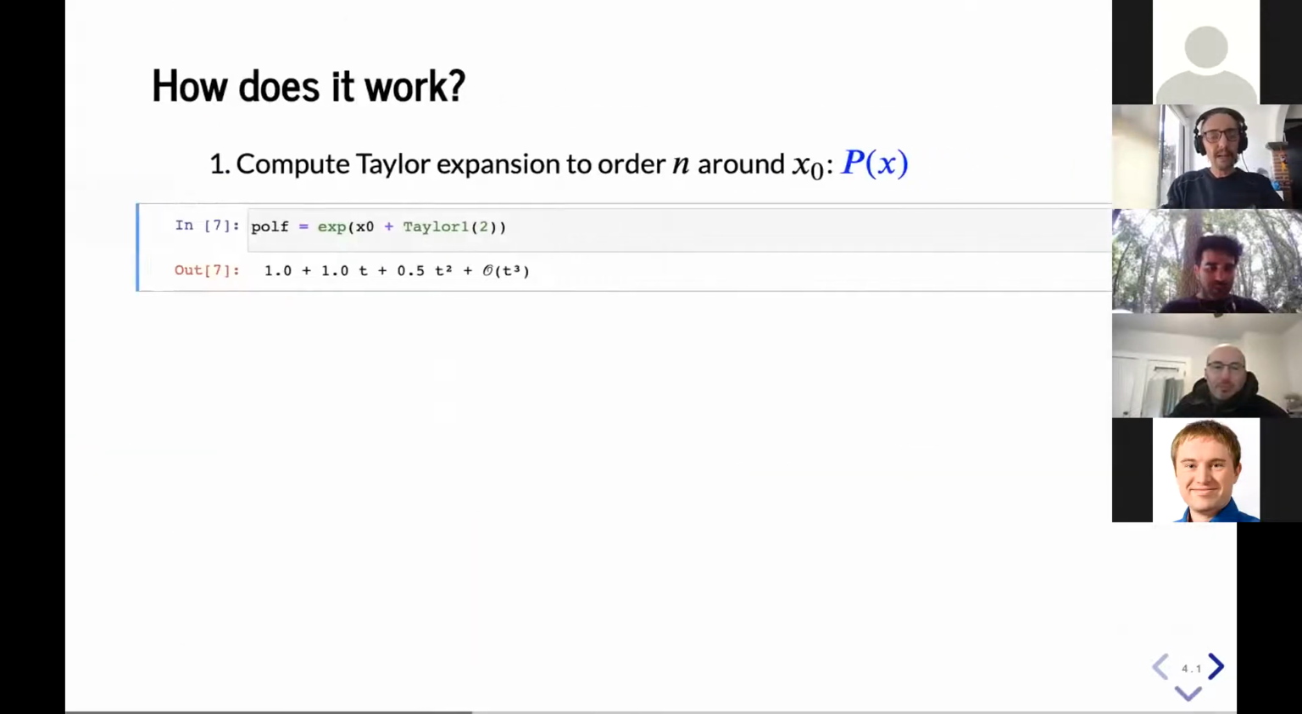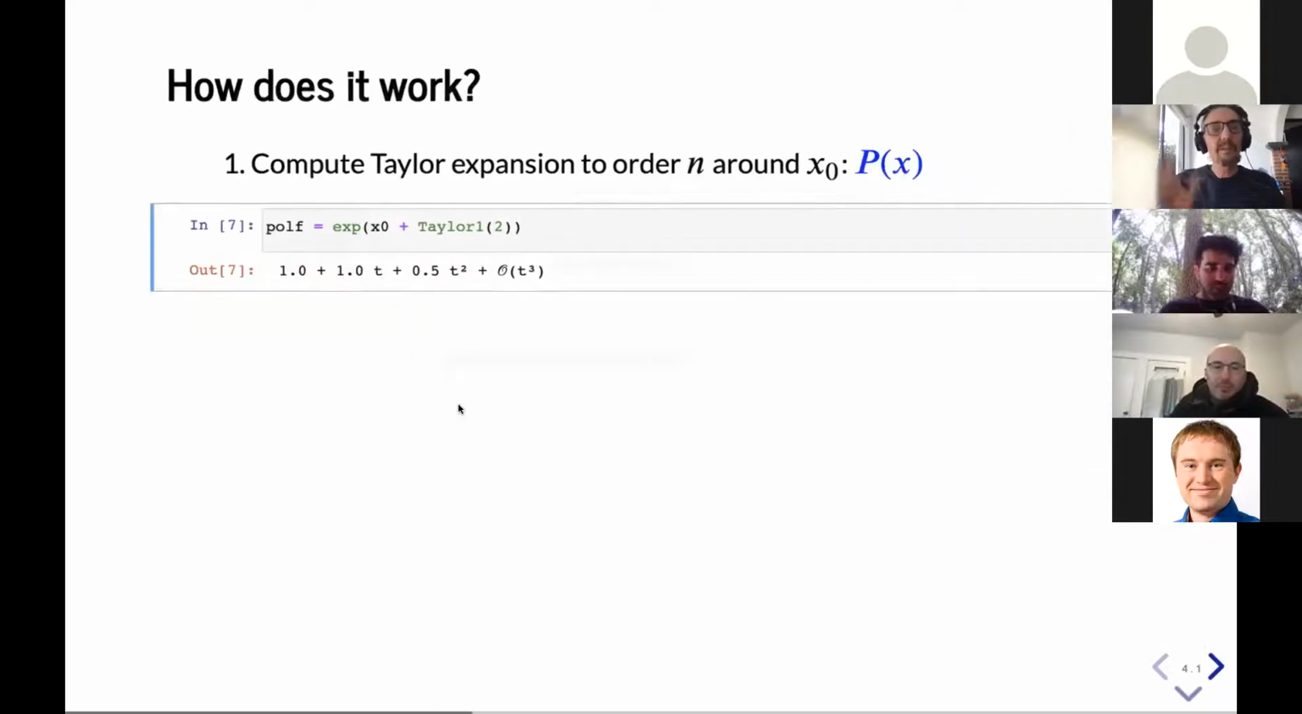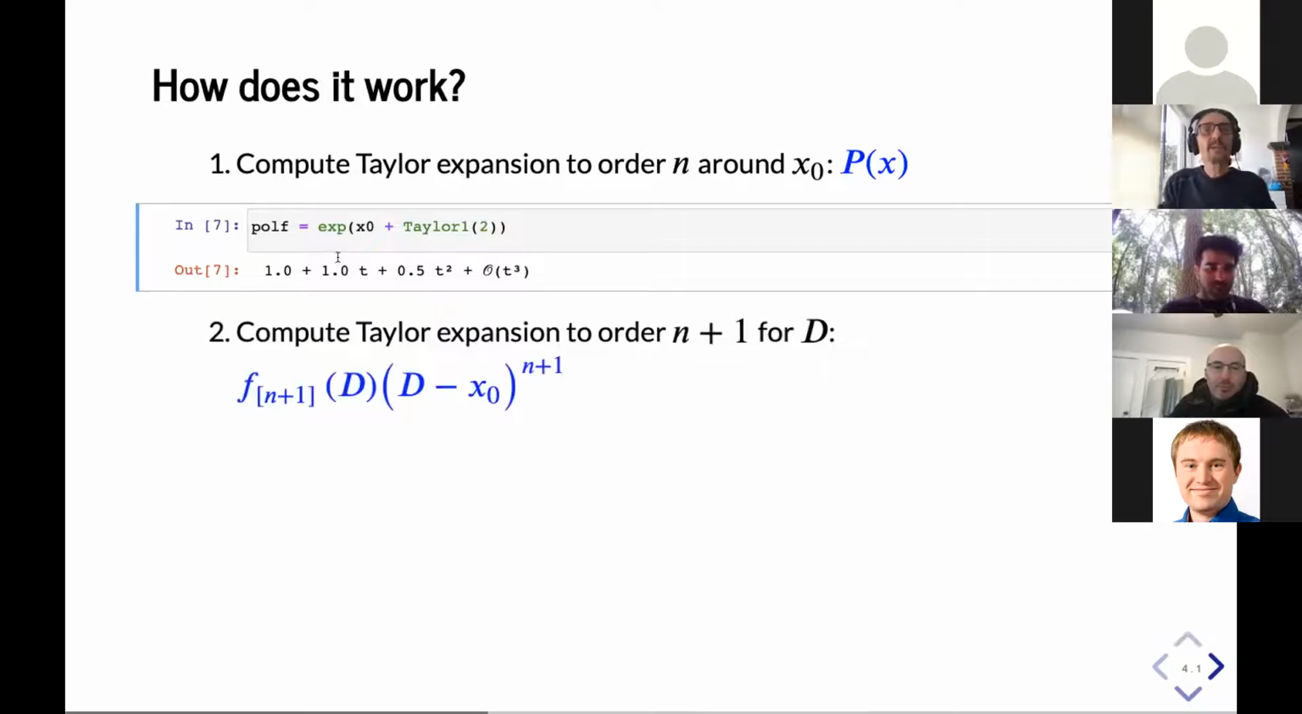And I don't know why the plot didn't appear. Maybe I should have run everything, but let's forget it. That is a pity.